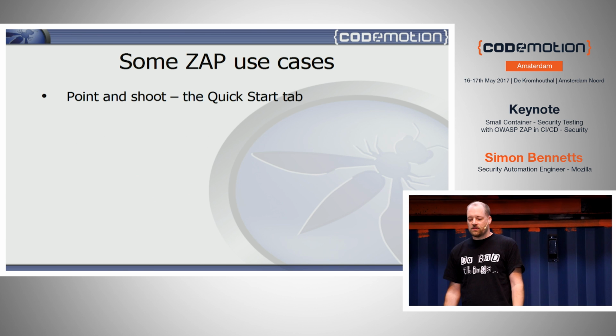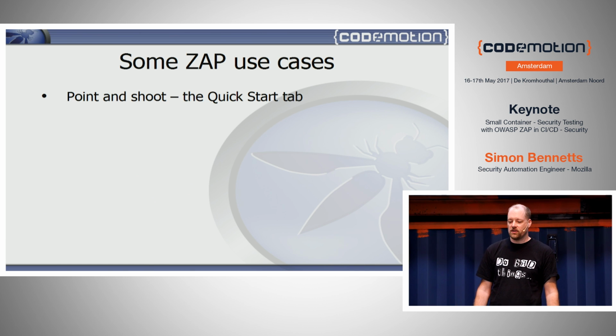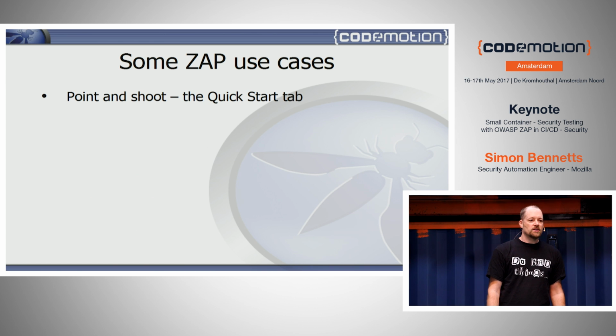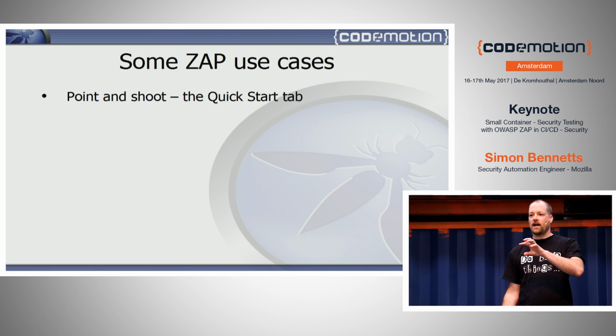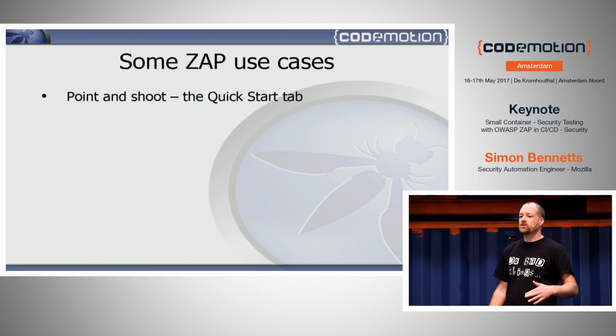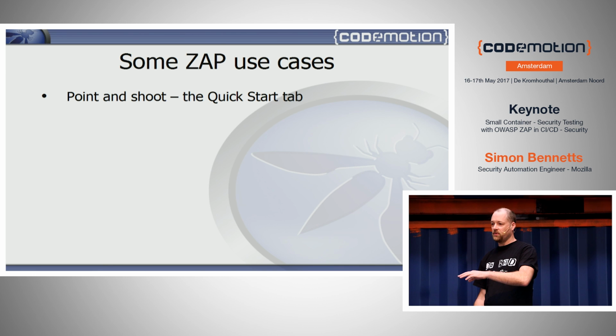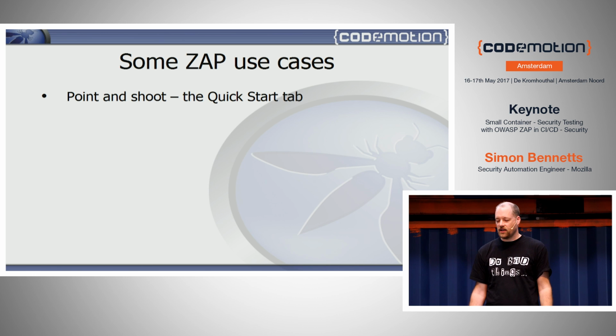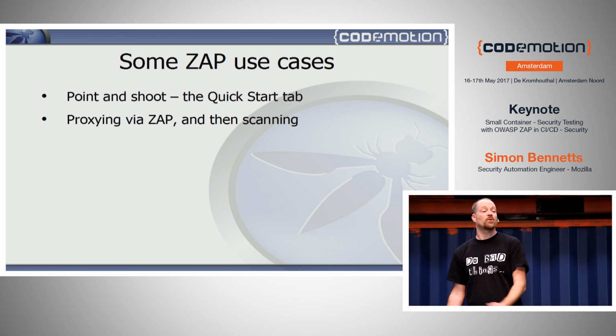So, some ZAP use cases. We've got lots of different ways you can use ZAP. One of them is as a point and shoot tool. This is actually a good way to get started. You can just run up the ZAP UI and give it a URL. It'll go off and spider the application using the traditional spider, and then it will attack it. And then it will just show you the vulnerabilities it finds. That's all well and good, but it doesn't handle things like authentication.